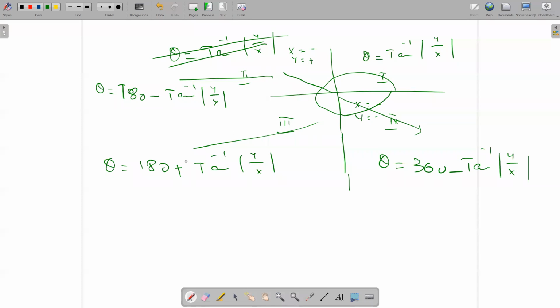So why are we adding 180 plus? Because we want to make the angle here. 360 minus means the angle should be in the fourth quadrant. So that's why.